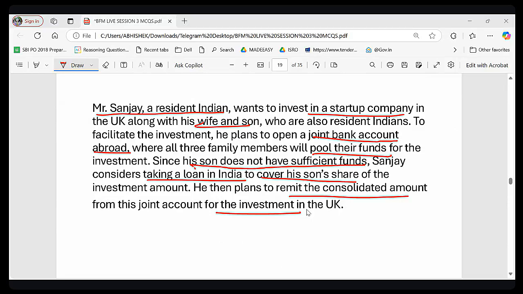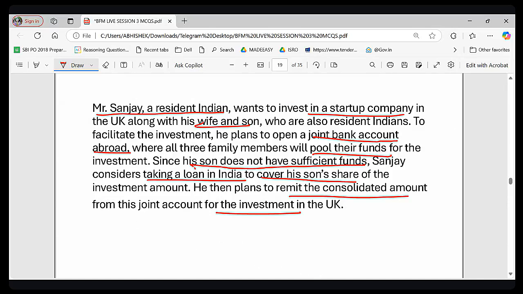My next question is, can Mr. Sanjay and his family consolidate their remittance for investment in the UK? Type yes or no in the chat. Consolidation means joining everything together, mixing, taking money from everyone and depositing it in one place. That is consolidation.